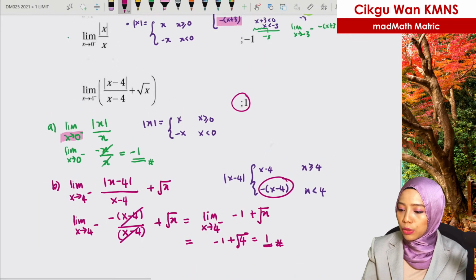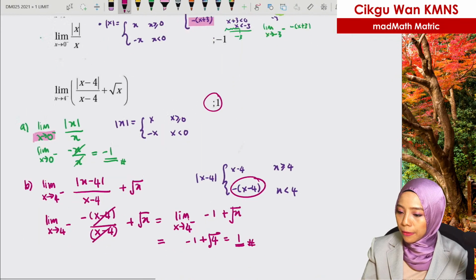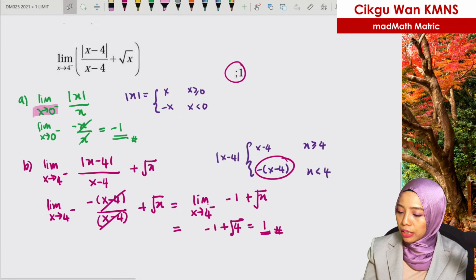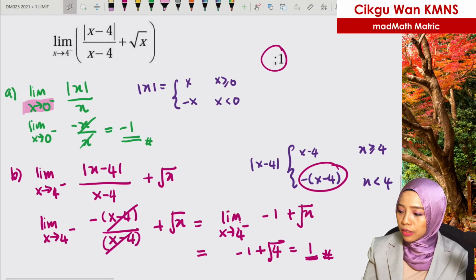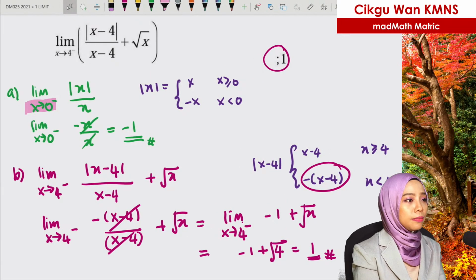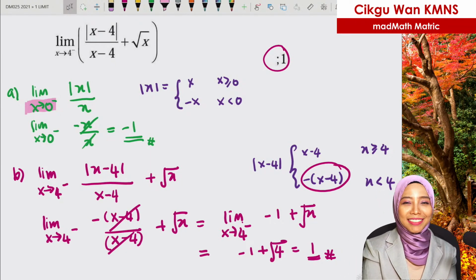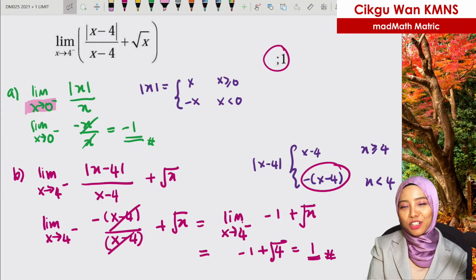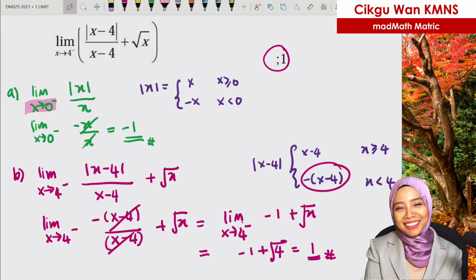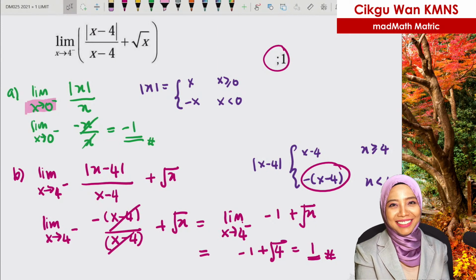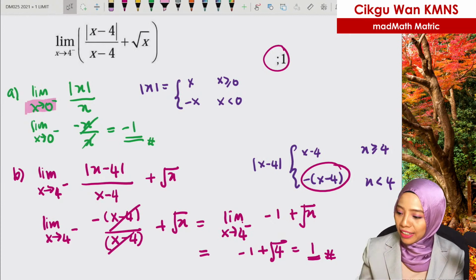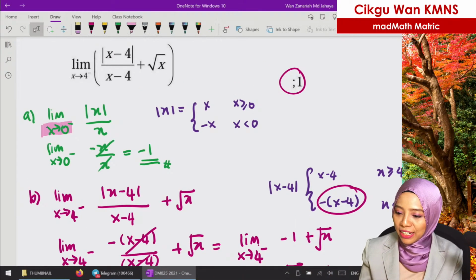Okay, now I zoom out a little bit. Maybe you can screenshot. Okay, my class, please screenshot. When you screenshot, you just have to smile. Okay, done, screenshot, write done. Okay, so once done, I continue. Next question.